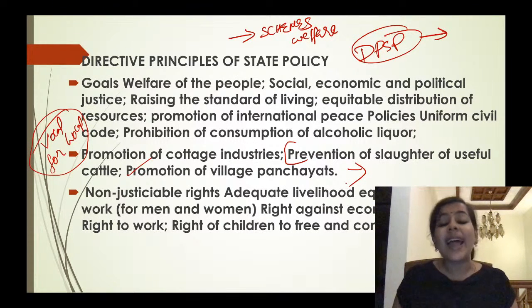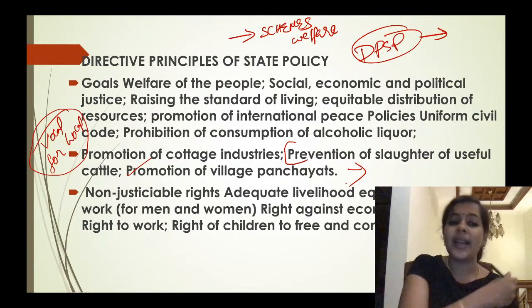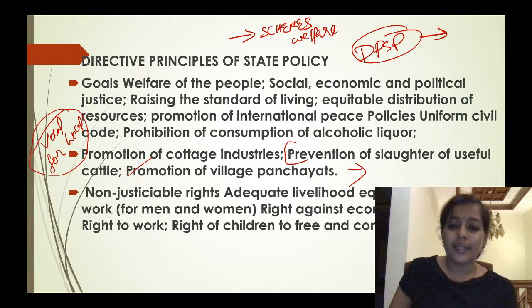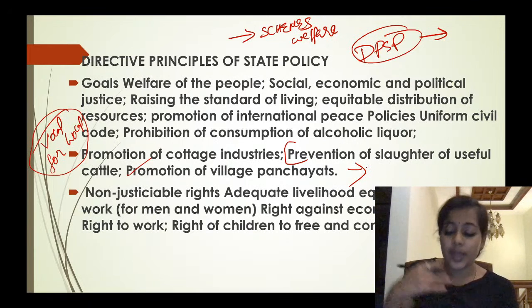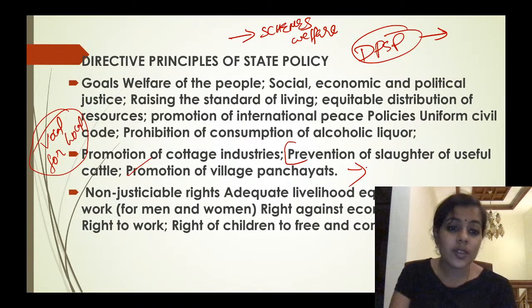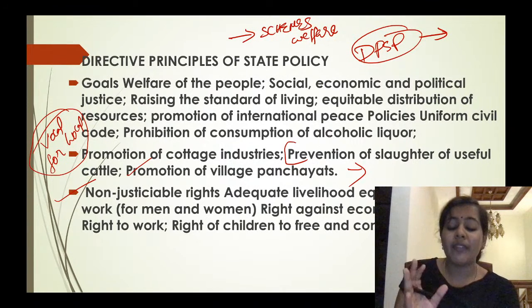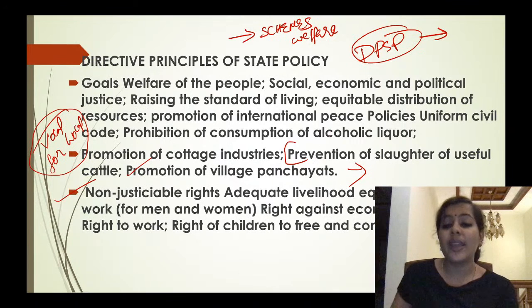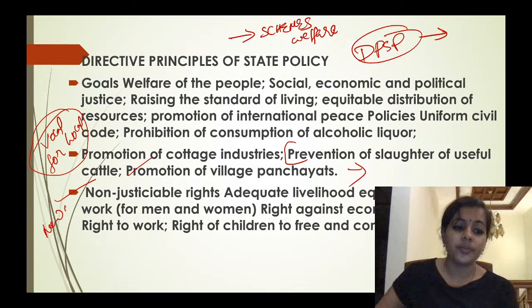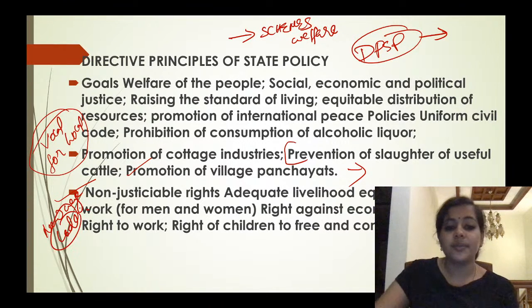Many village panchayat acts have been enacted by the 72nd and 73rd amendments. Why were all these schemes brought into force? This was to promote it. Non-justiciable right means you have to pay equal wage for equal work. New wage code. Fine.